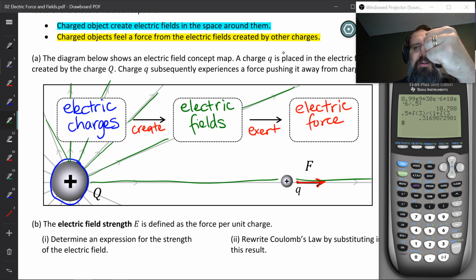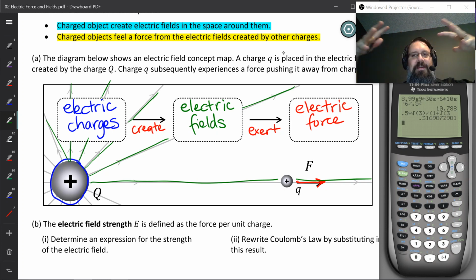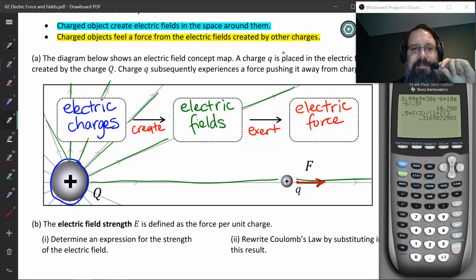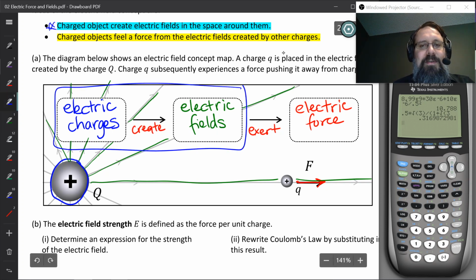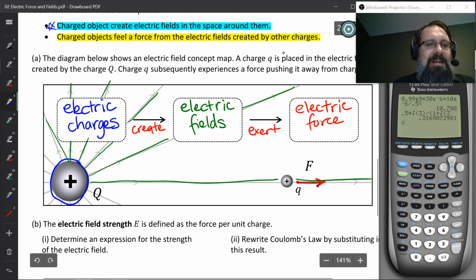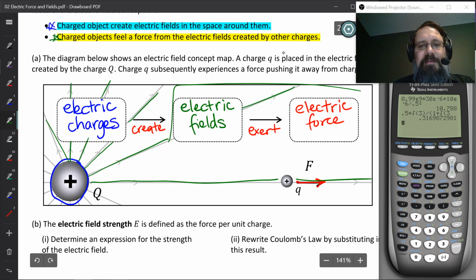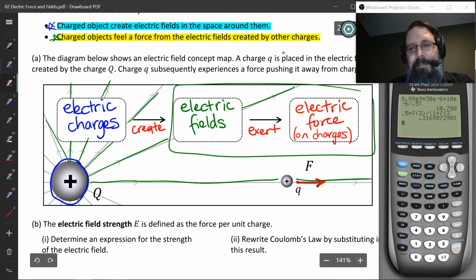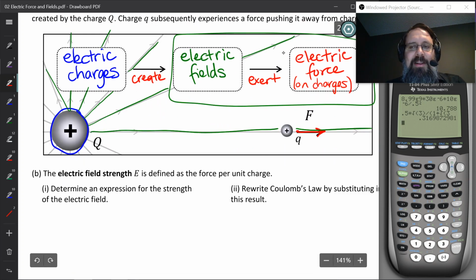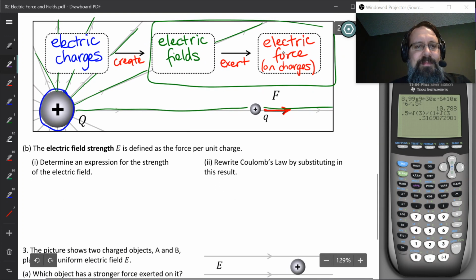So the idea is that charges send out these electric fields in all directions, and they go to an infinite distance away from the object. And so that's our concept: electric charges create electric fields. That's the first idea. And then the second idea is that charged objects feel a force from the electric field. So the electric field acts on charges. That's our concept map for understanding electric fields. I don't remember if the video talked about electric fields or not, but there it is.